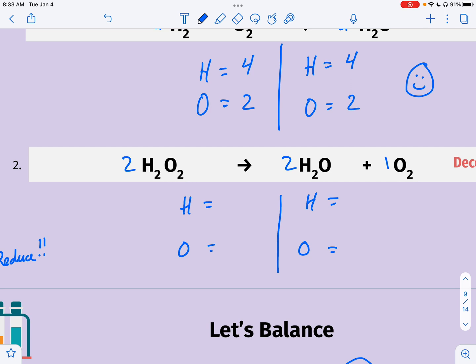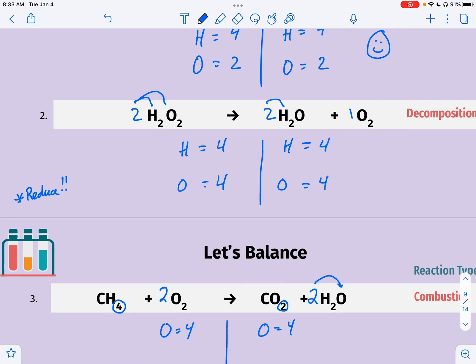So right now I have 4 because 2 distributes here and it's going to distribute here. So I have 4 oxygens and 4 hydrogens. On this side I have 2 times 2. That gives me 4 hydrogens. 2 plus 2 gives me 4 oxygens. So everything balances. Again, you want to make sure it's in the simplest form once you're done.